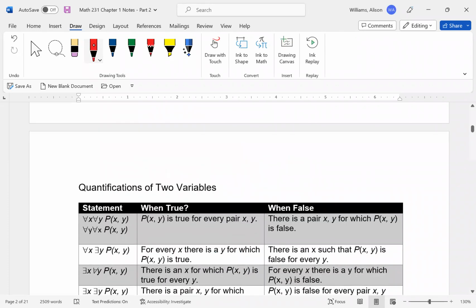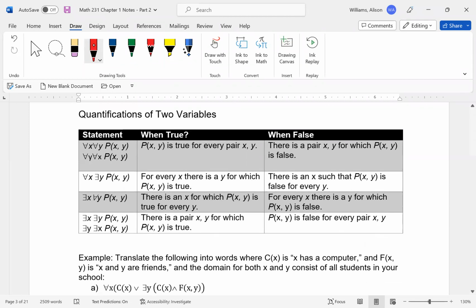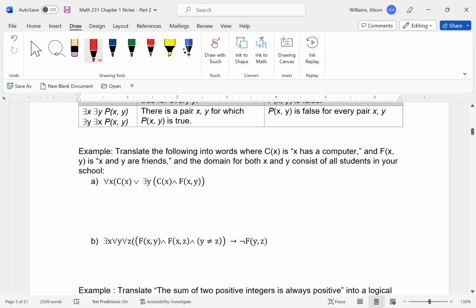So you can see the issues with the for all statement pairing up with the there exists. They sum this information up into a table, which I went ahead and included in the notes for you. You can reference that if you need to in the homework. But I want to keep playing with this terminology and how we translate it into words. So they want us to translate the following into words.